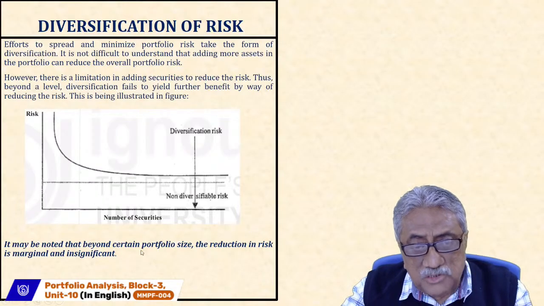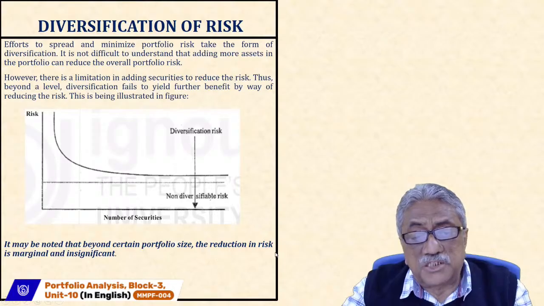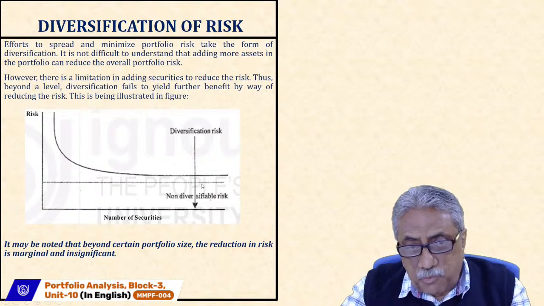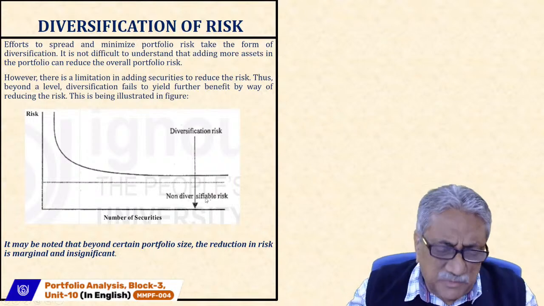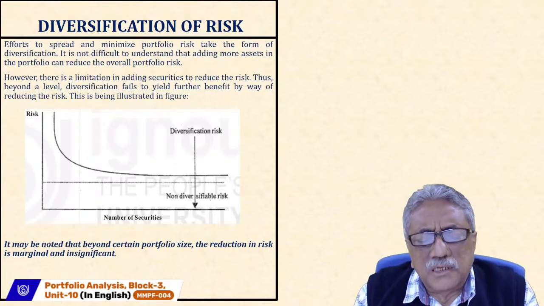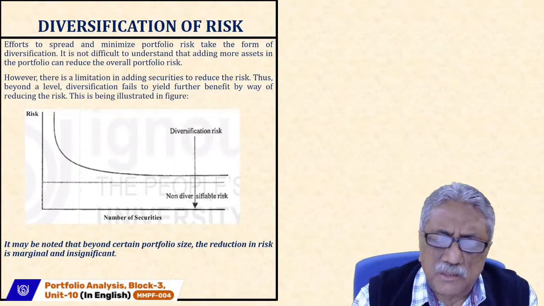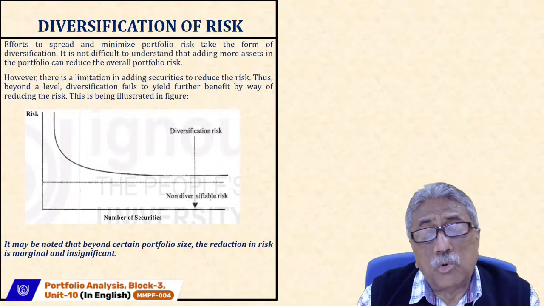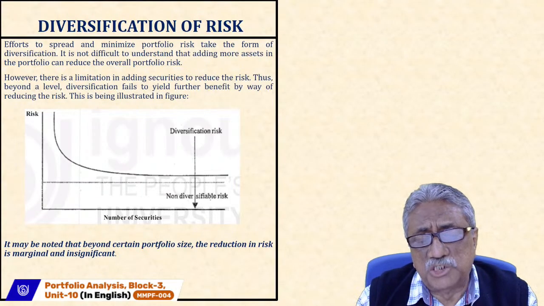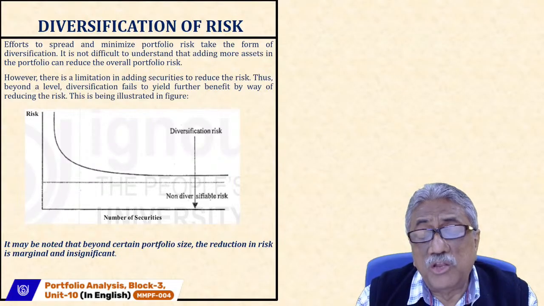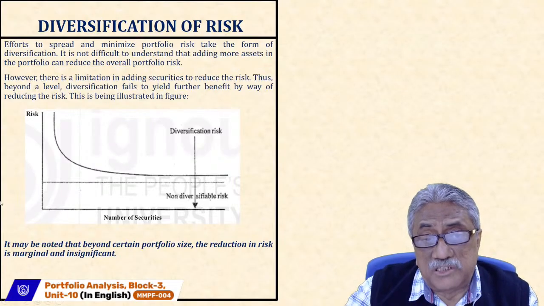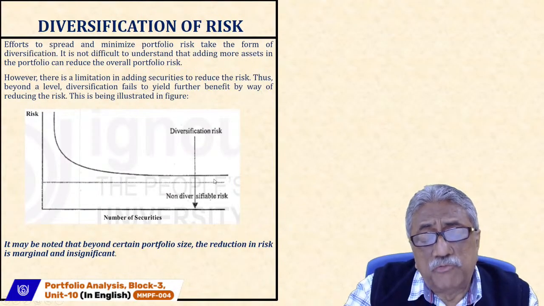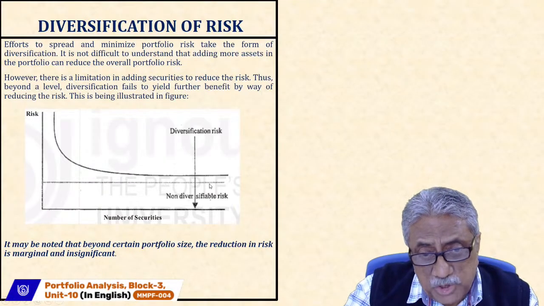It may be noted that beyond a certain portfolio size, the reduction in risk is marginal and insignificant. Now you can ask me, sir, how many stocks is adequate? It depends. Somebody may say 15, somebody may say 29. It depends on how you have used the coefficient of correlations, so that you have eliminated the diversifiable risk to the maximum possible. You cannot do it fully, but to the maximum possible.